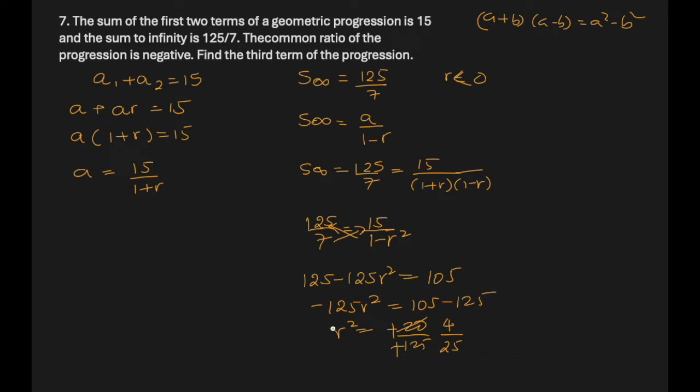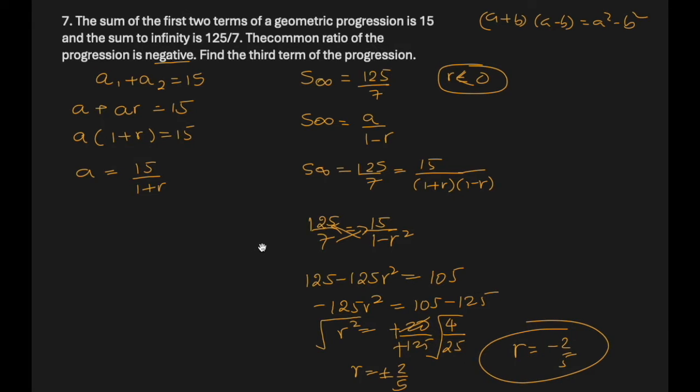This is R square, but we want R. So if I square root both sides, I'll get plus and minus 2 over 5. Square root of 4 is 2, square root of 25 is 5, plus or minus. But they have clearly said here that the common ratio of the progression is negative. Find the third term. So R is confirmed to be negative 2 over 5.